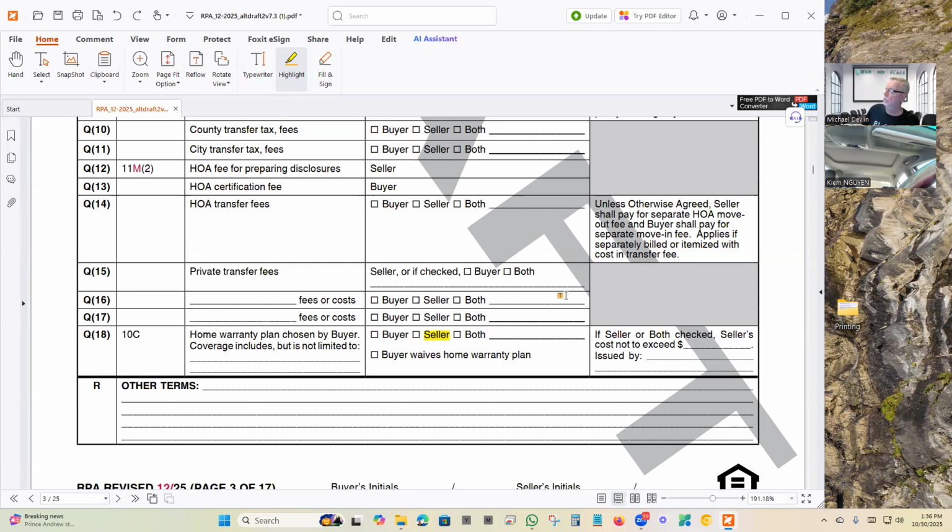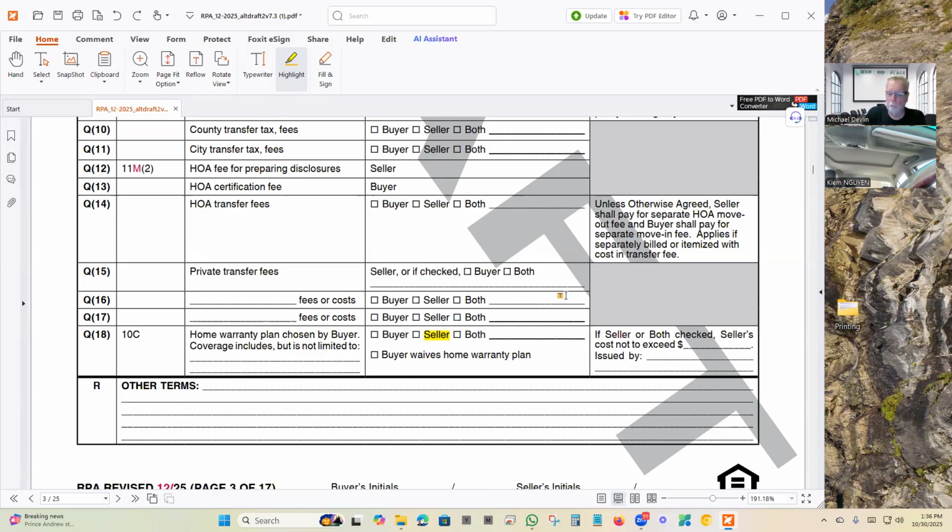And does the home warranty work for the buyer only if the buyer has a home inspection in place? It has nothing to do with the home inspection. Nothing to do with the home inspection. You could buy a home warranty today on your house, whether you're in contract or not, or purchased it recently.